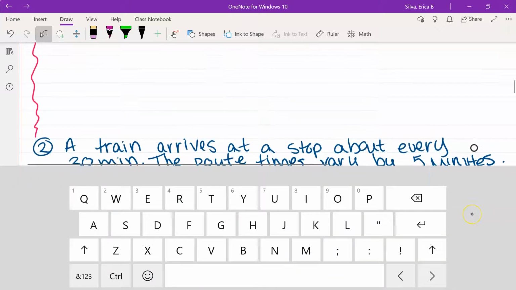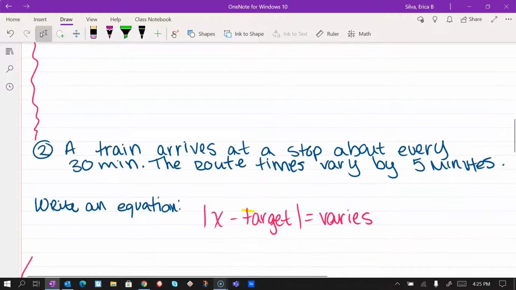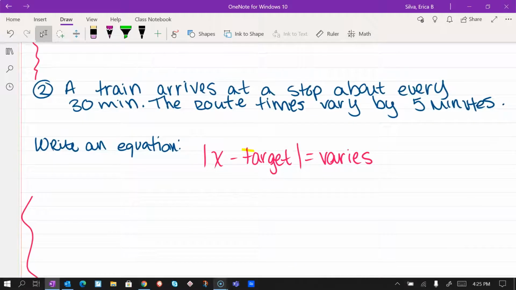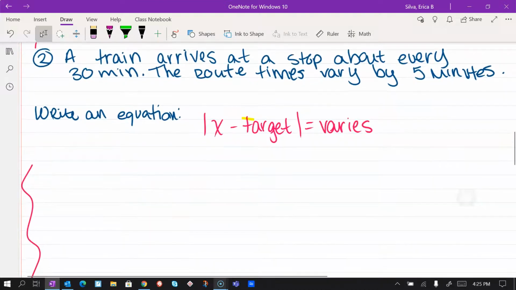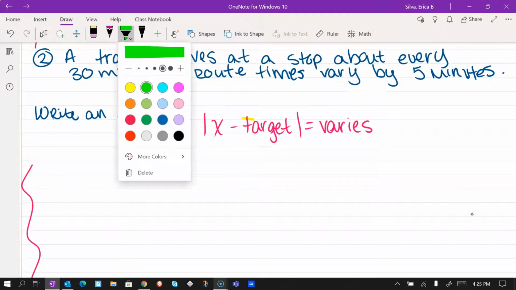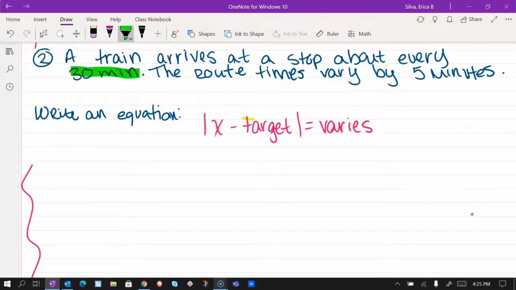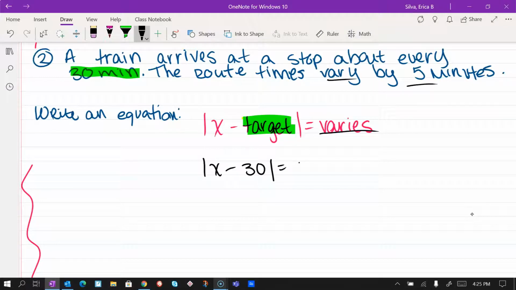All right, number 2, we have a train that arrives at a stop about every 30 minutes. The route times vary by 5 minutes, so we write an equation. So our ideal time would be every 30 minutes, so that's going to be my target. And then it can vary by 5 minutes, and that's my equation.